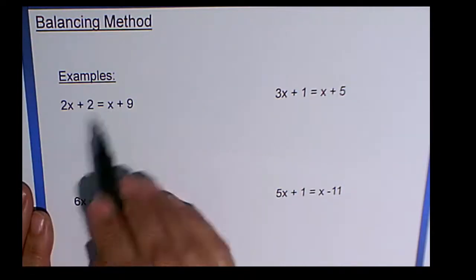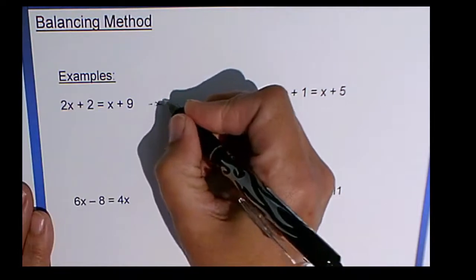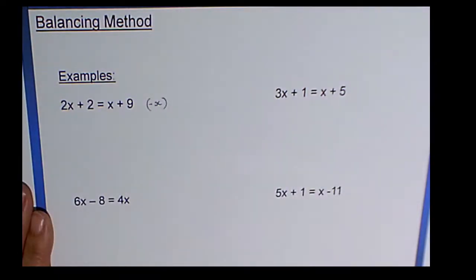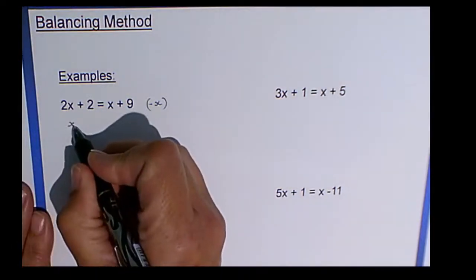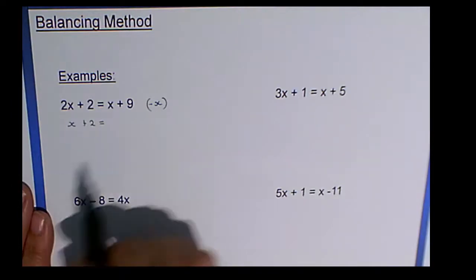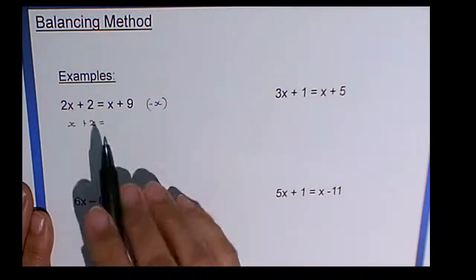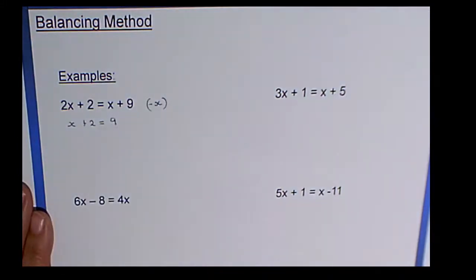It's a positive x, so to get rid of it I need to do its inverse, which is subtract it. So I'm going to take x from both sides. 2x take away 1x leaves me with 1x. Still have the plus 2, so I'm only taking away a letter at the moment. X take away x, that means that one's gone, but I'm left with the 9.